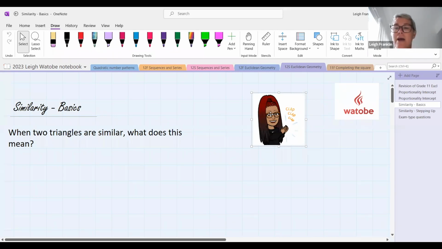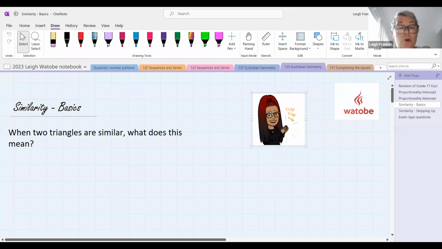Tonight we are on our second to last lesson. No, sorry, our third to last lesson. We've already had 3 lessons where we've done the revision of grade 11 Euclidean geometry. We've discussed the proportionality intercept theorem. And now what we're going to do tonight is talk about similarity and the basics of similarity.